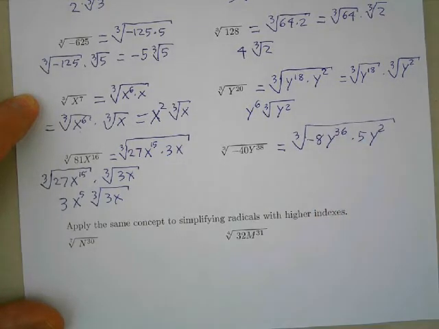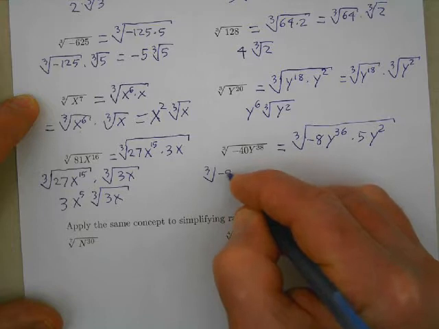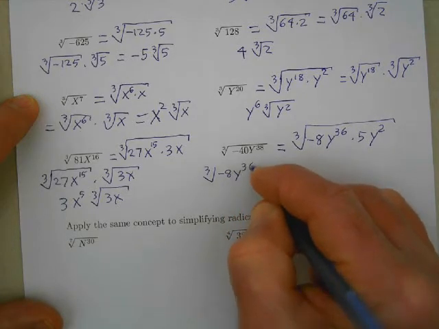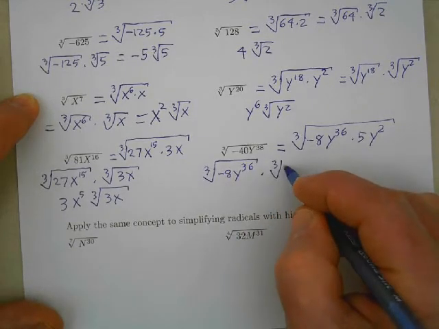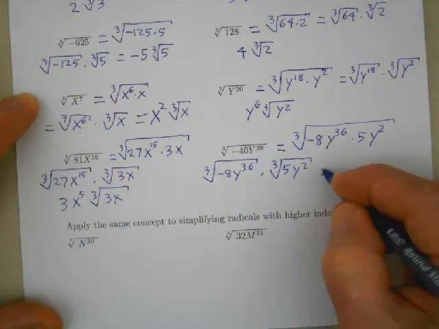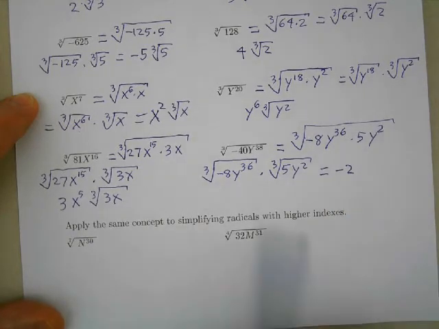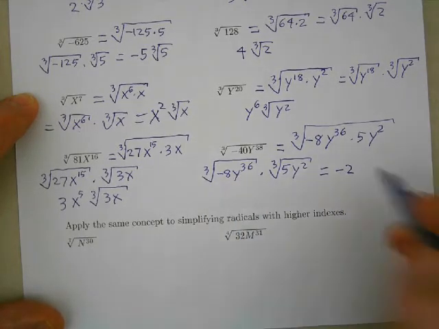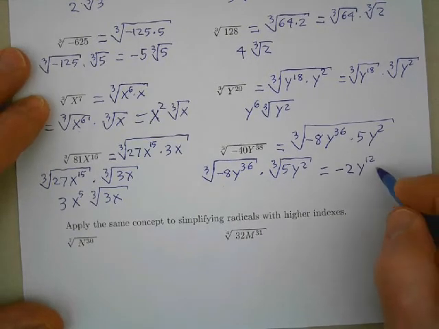And then apply the product property of radicals again, and we get the cube root of negative 8 y to the 36th multiplied by the cube root of 5y to the 2nd. And the cube root of negative 8 is negative 2, so negative 2 is outside of the radical. And the cube root of y to the 36th is y to the 12th, because 36 divided by 3 is 12. And we multiply that by the cube root of 5y to the 2nd.